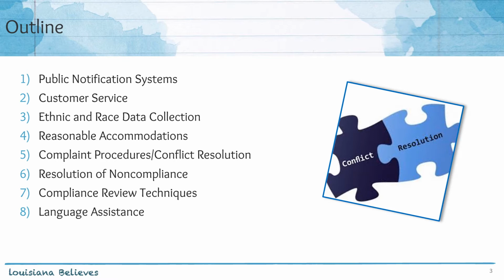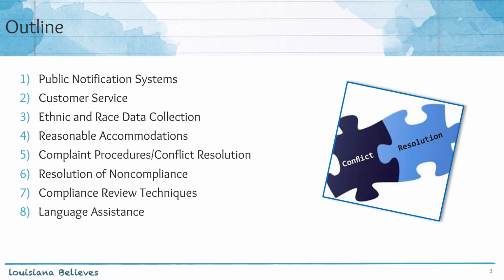First, we will discuss public notification systems. This is the process by which SFAs notify potential applicants of the availability of meals. Second, we will discuss civil rights issues related to customer service practice. This could occur anywhere in the continuum of participation, from applicants turning in a free and reduced price meal application to overt identification of meal status in the lunch line.